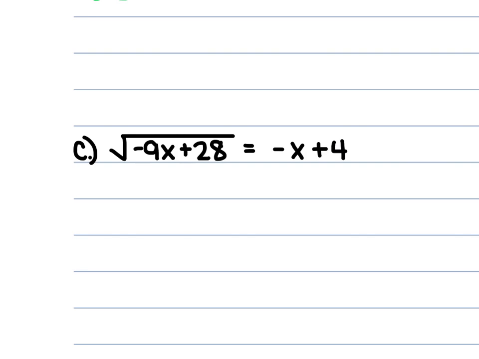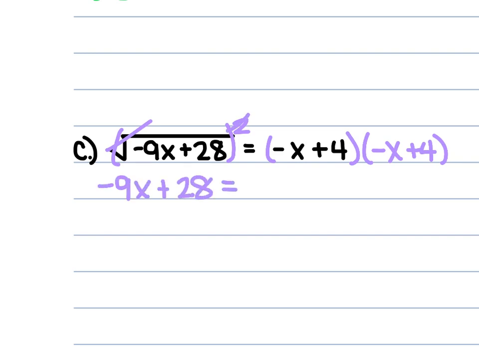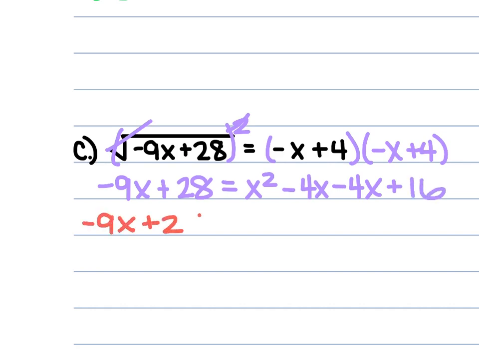For C, we have the square root of negative 9x plus 28 is equal to negative x plus 4. So we're going to square each side. We are going to actually multiply the negative x plus 4 by itself. This is going to leave us with negative 9x plus 28 is equal to x squared minus 4x minus 4x plus 16. So this is negative 9x plus 28 is equal to x squared minus 8x plus 16.